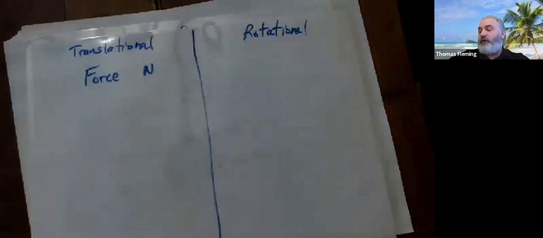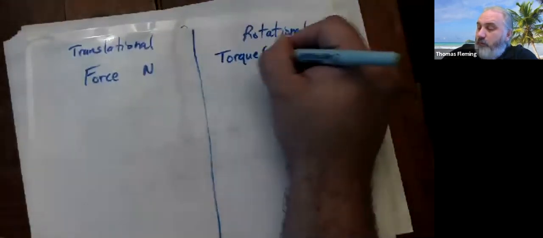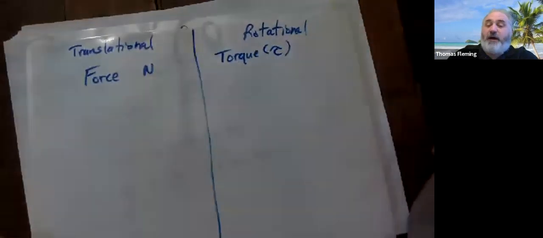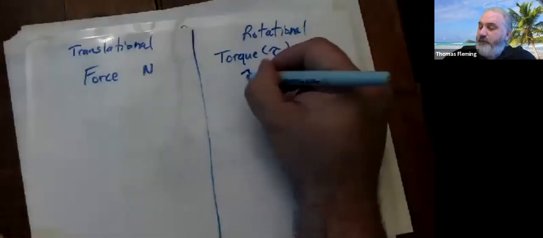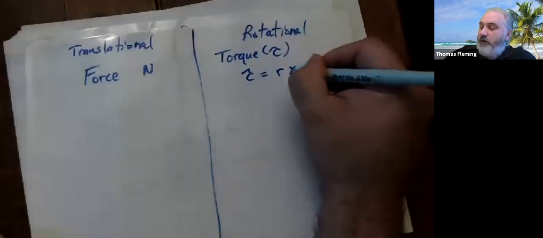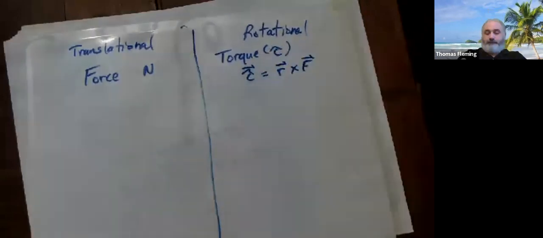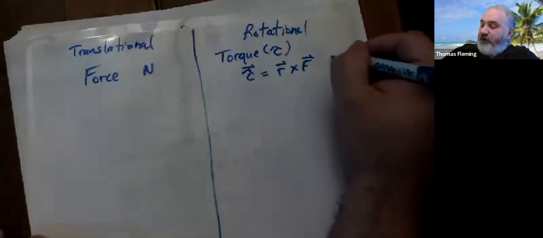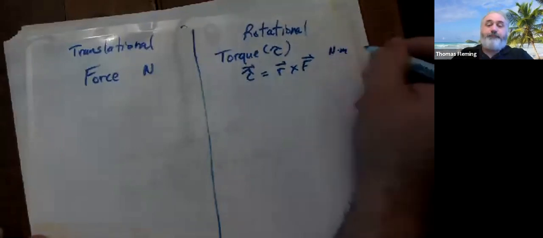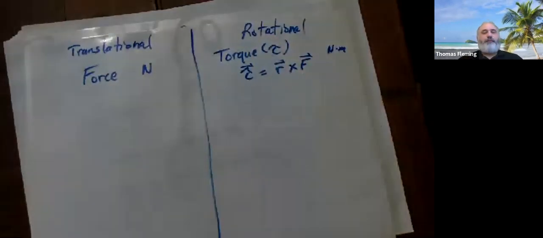In chapter 9, we learned about the concept of torque, given by the Greek letter tau. Torque was defined as R cross F, and therefore has units of newtons times meters, right? So torque is the angular equivalent of a force.